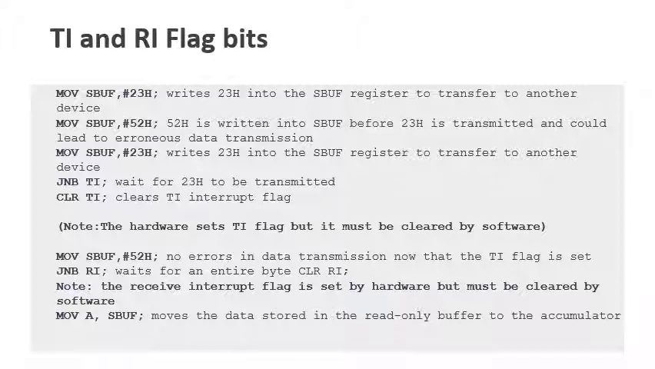The RI flag performs a similar task during reception. When the 8051 receives data serially from another device, it places it in the shift register. Once the register is full, it sends the data to the SBUF register and raises the RI, telling the programmer that the complete data has been received. JNB RI means it waits for the entire byte. CLR RI will clear the RI register. After that, the new data will be received. This is how TI and RI flag bits help during serial transmission and reception.